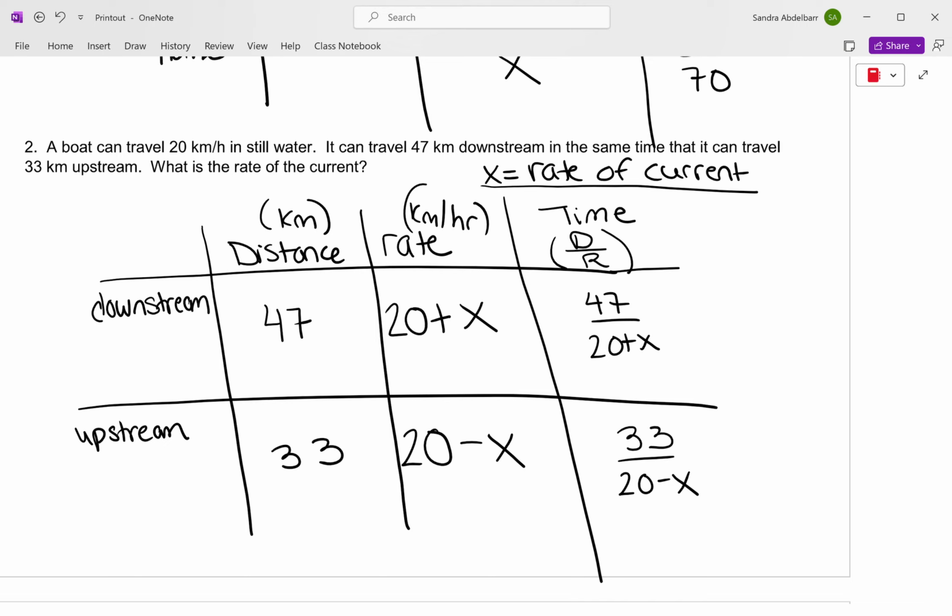Why is the time column important? Kai? Because the time is what? The rate of the current. The time is not the rate of the current, no.